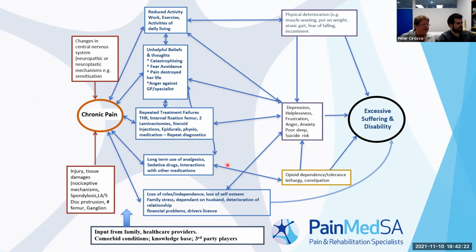The long-term use of opioids, sedative drugs, interactions with other medications, okay, that fed over to opioid dependence. She was now opioid dependent, and guess what? She still had the pain. The opioids weren't helping the pain at all. She had constipation, she had problems with falls, she was over-sedated, she was drowsy, and all of those things, again, feed back into the psychological symptoms that she was having, and again, they feed back to all of this. You can see how they're all linked in here.